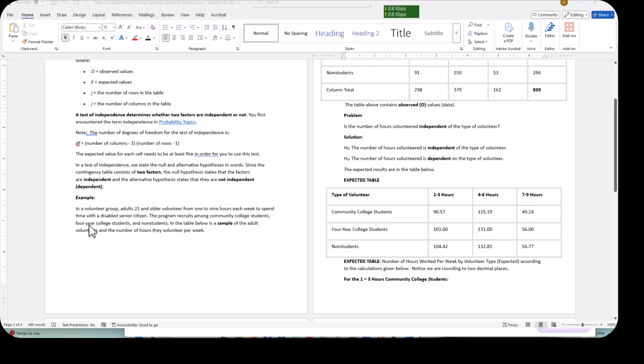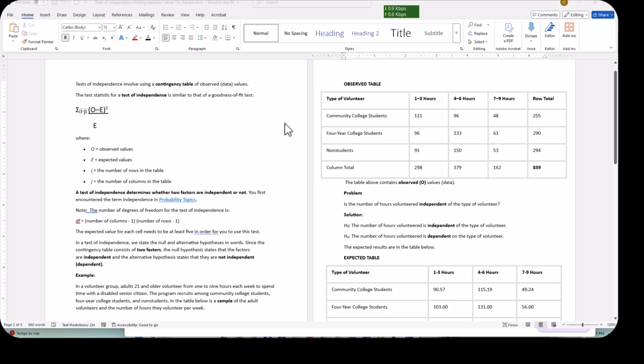So we're looking at an example in a volunteer group. Adults 21 and older volunteer from 1 to 9 hours each week to spend time with a disabled senior citizen. The program recruits community college students, four-year college students, and non-students. The table below is a sample of the adult volunteers and the number of hours they volunteered each week. So this is observed, and they wrote it down. There are 3 rows and 3 columns, and we add the totals in here because we need those to get your expected value table.